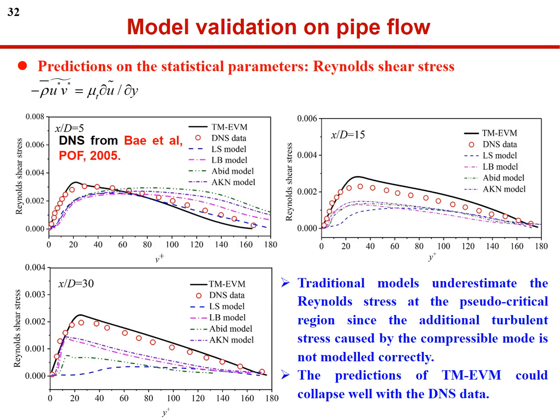This result shows the Reynolds shear stress prediction of supercritical CO2 pipe flow. Traditional models underestimate the Reynolds stress in the pseudo-critical region, since the additional turbulent stress caused by the compressible mode is not modeled correctly. But the prediction of our developed model correlates well with the DNS data.